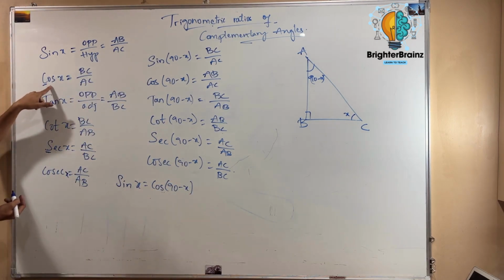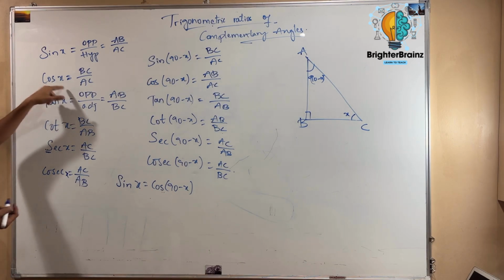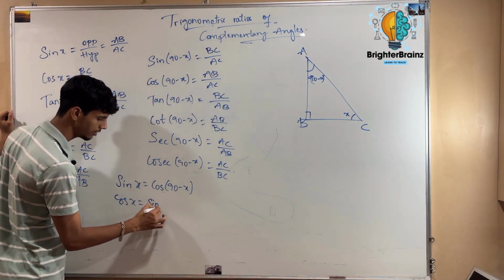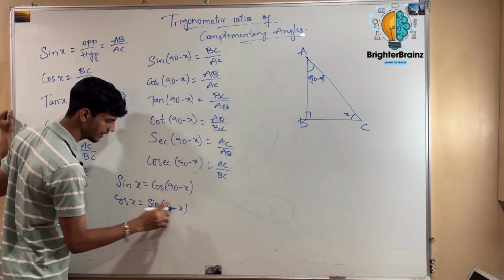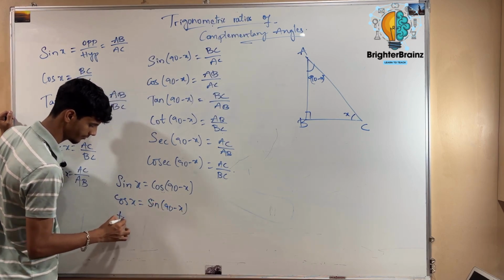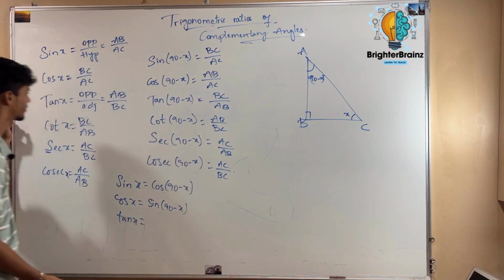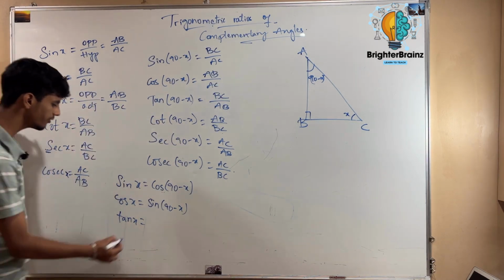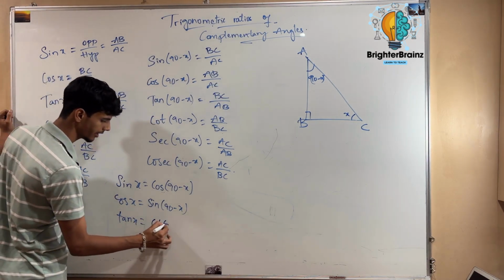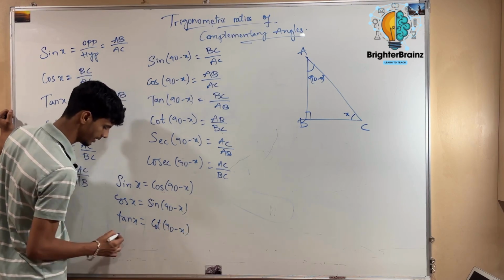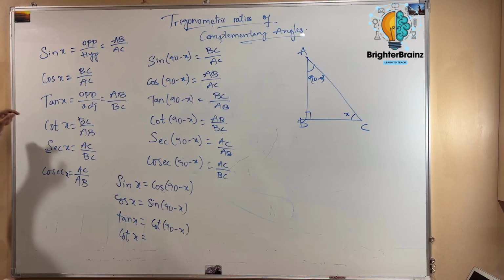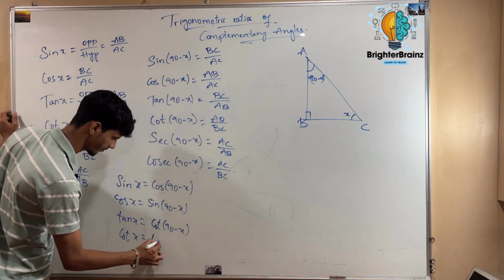Next, cos x is BC by AC, so cos x is equal to sin of 90 minus x. Next, tan x is AB by BC. Where is AB by BC here? Cot of 90 minus x. Next, cot x equals tan of 90 minus x.